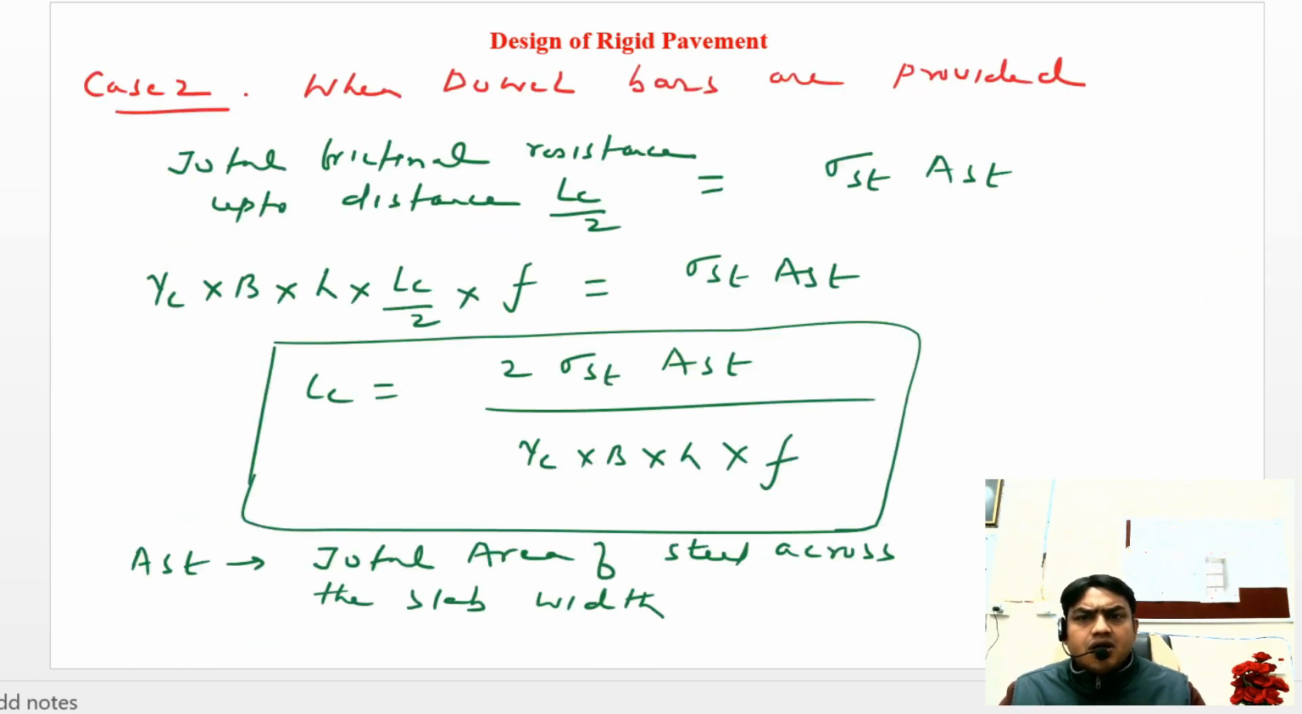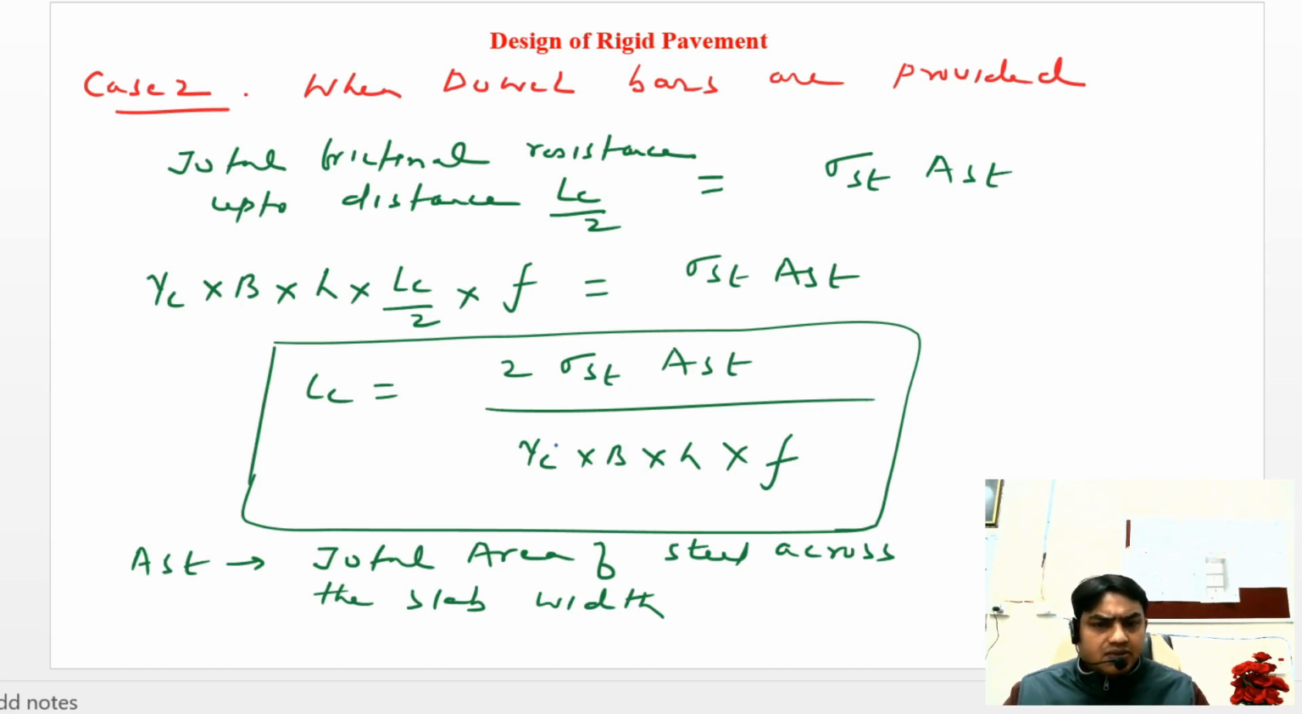In the second case, when reinforcements or dowel bars are provided, the total frictional resistance up to distance LC by 2 is equal to sigma ST into AST. If I equate this with gamma C into B into H into LC by 2 into F, we get the expression LC equal to 2 times sigma ST into AST divided by gamma C into B into H into F, where AST is the total area of steel across the slab width.